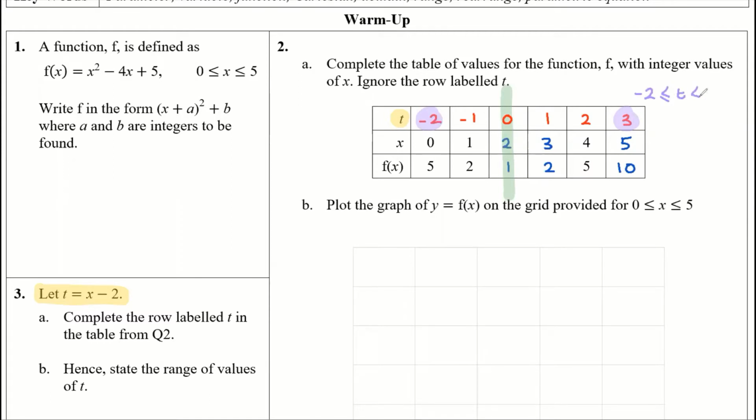So just like the x and the y values, T defined using x also will have a range. Notice that the range is 2 less than the range of the x values because that's how T was defined. So 2 less than 0 and 2 less than 5. All right, so that's question 3 complete. Now we're going to move on to question 4 just to bring the warm-up to a conclusion.